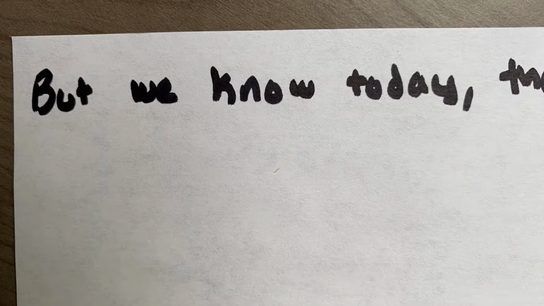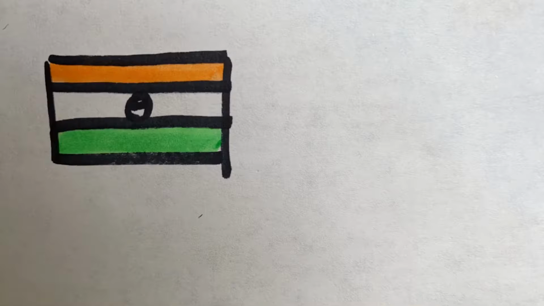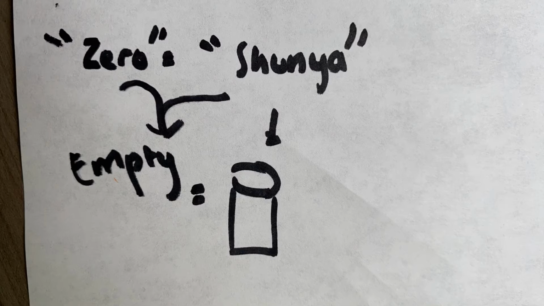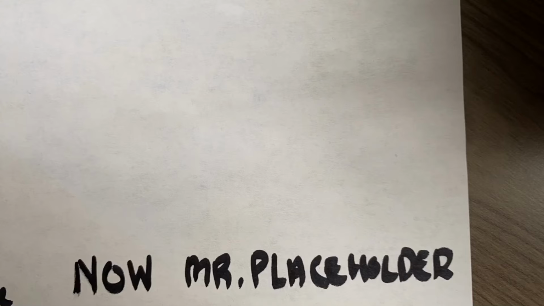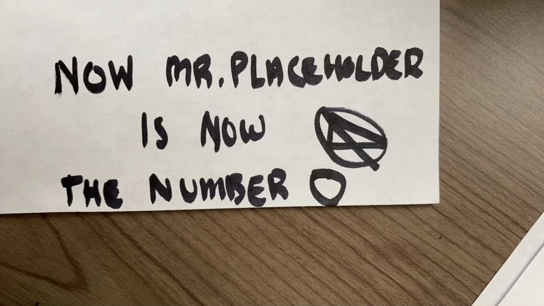But we know today, the wedge didn't stay Mr. Placeholder. In fact, it became a number in India. Origin late 10th century, where they actually used it for many operations in math. Zero means shunya, or empty, like the jar shown. The credit of the number zero will always belong to India. The wedge will still live on, though, in our case. Now Mr. Placeholder is not a wedge, but the number zero.